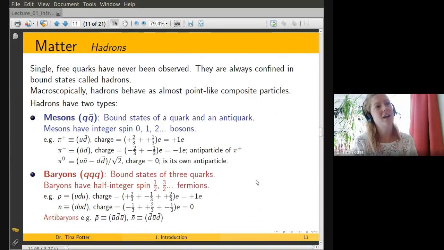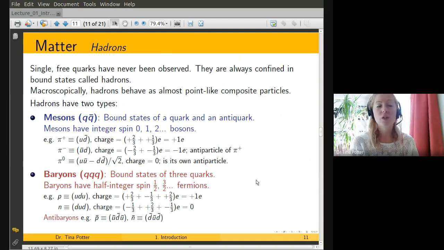Right, then hadrons. So quarks do exist in nature, but not freely. They're bound. They're confined within these bound states called hadrons. Now, we used to think that these were fundamental particles, and actually, macroscopically, they do behave like fundamental particles. But there are some small deviations from point-like particle behavior that we start to see, which when you dig a little bit deeper, you realize that they're made of other particles. They are composite particles. So there's 2 main types, depending on how many quarks we have in the bound state.